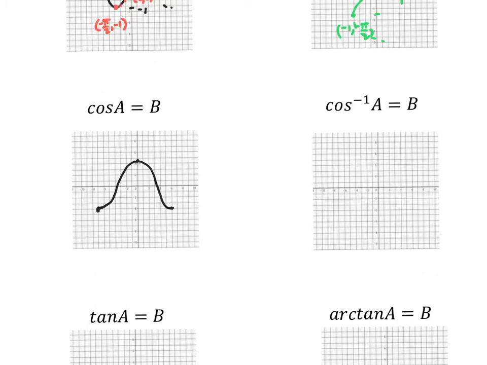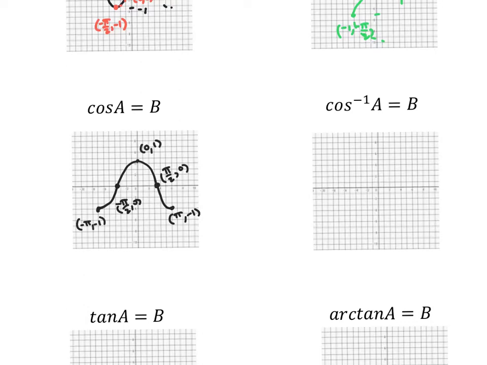Okay, not my best sketch, but that's okay. This is the point (0, 1). This is the point (pi/2, 0). This is the point (-pi/2, 0). And these 2 points would be (pi, -1), (-pi, -1), and (pi, -1).